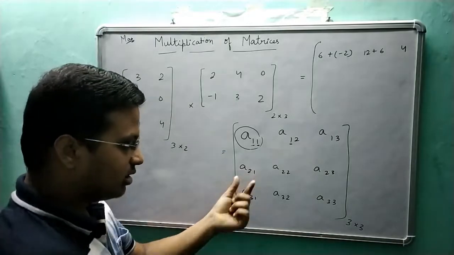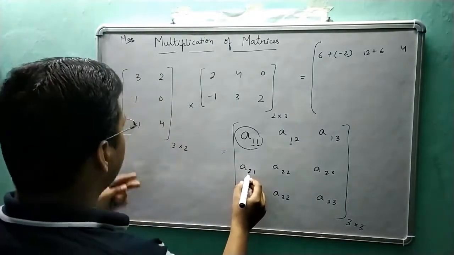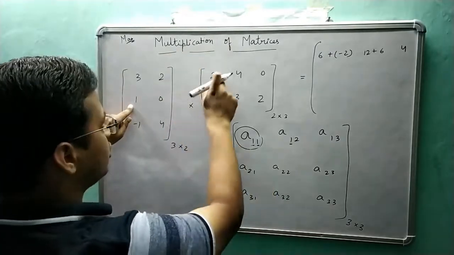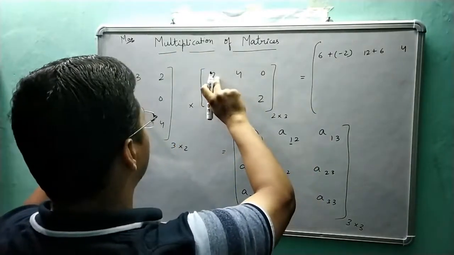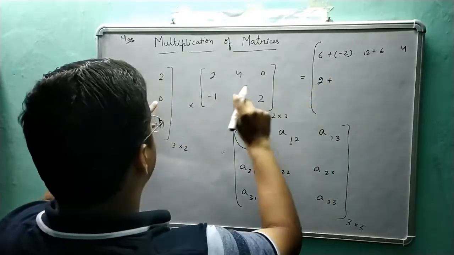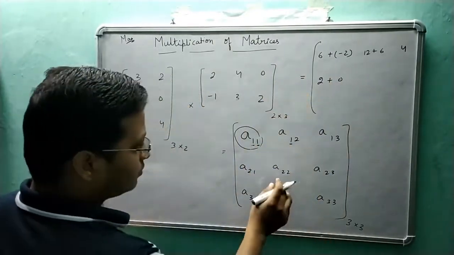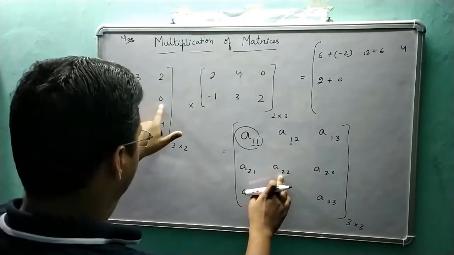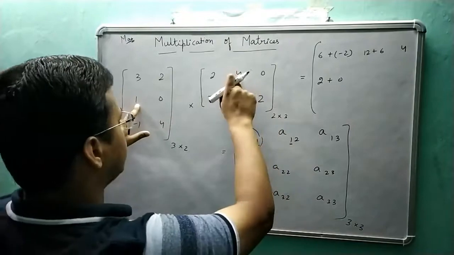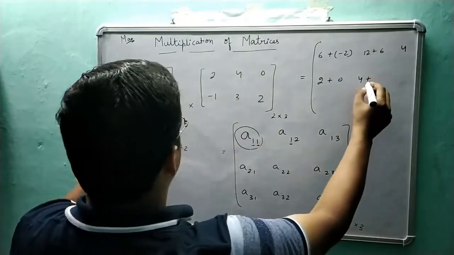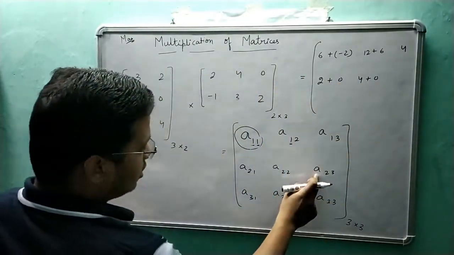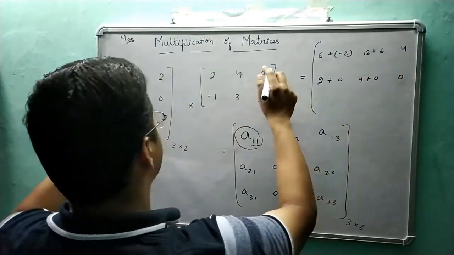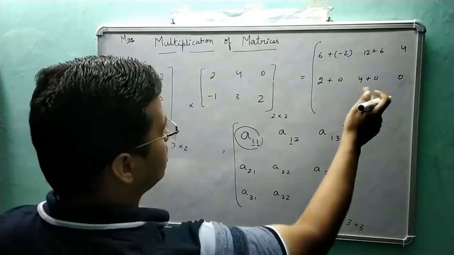Similarly A21. So 2 means second row. So second row and first column. So 1 0 with 2 minus 1. So this gives 1 into 2 is 2. 0 into minus 1 is 0. Similarly, for the element A22, we have to multiply second row with second column. So 1 into 4 is 4. 0 into 3 is 0. Second row, third column. So this will be 0. 1 into 0 is 0. 0 into 2 is 0.